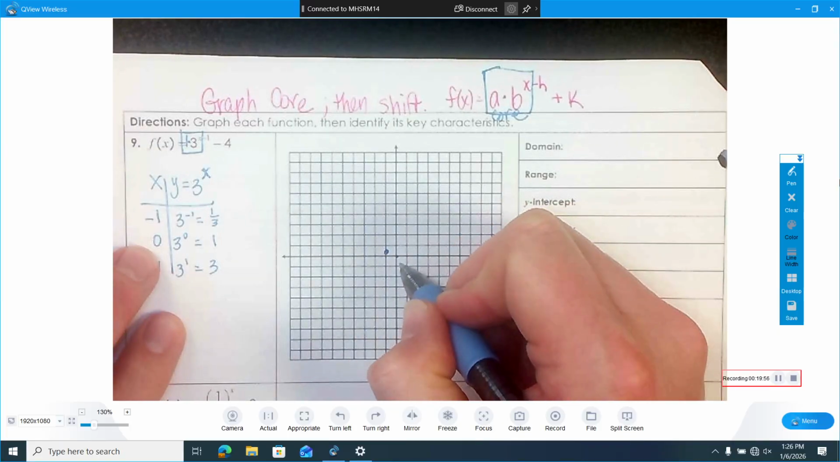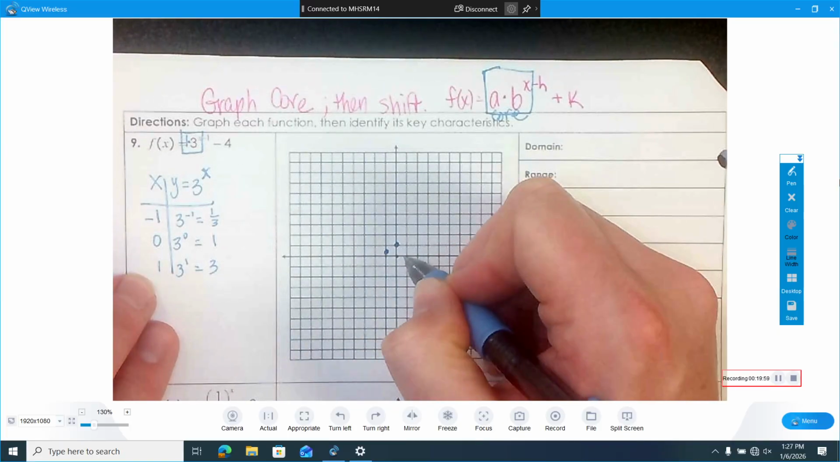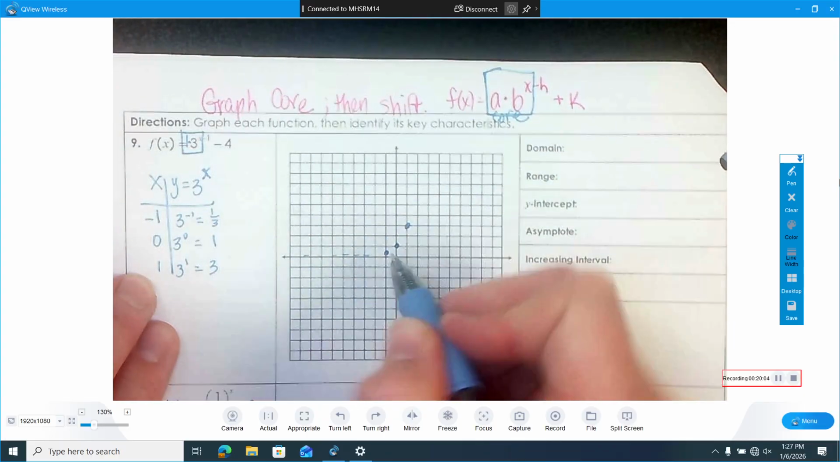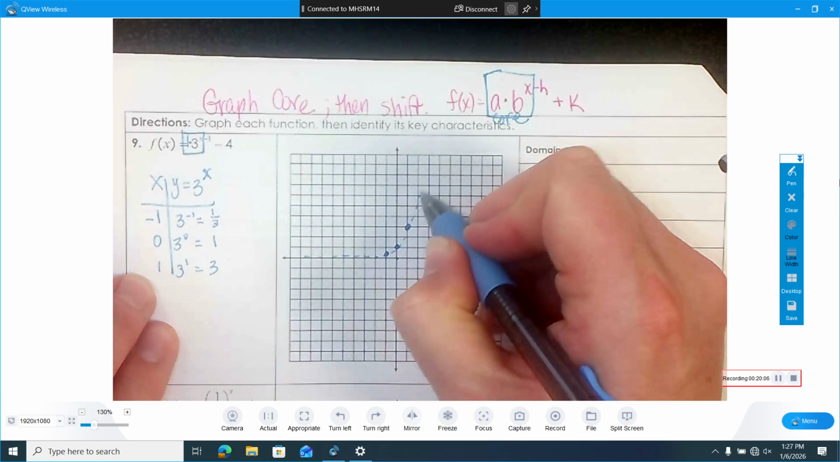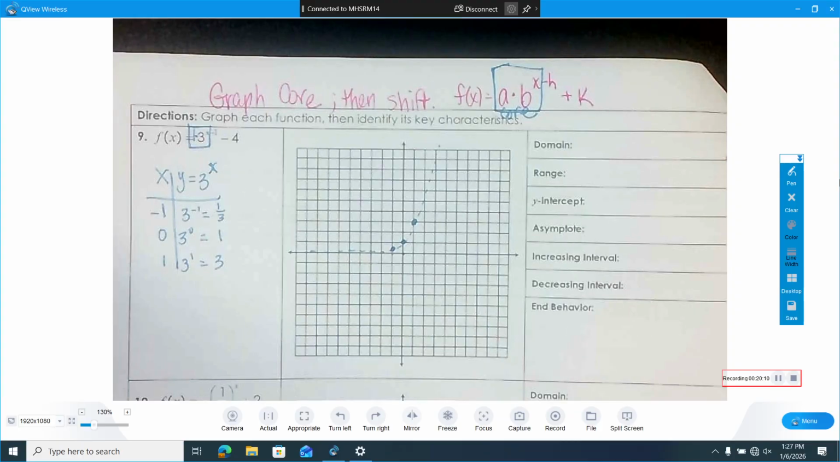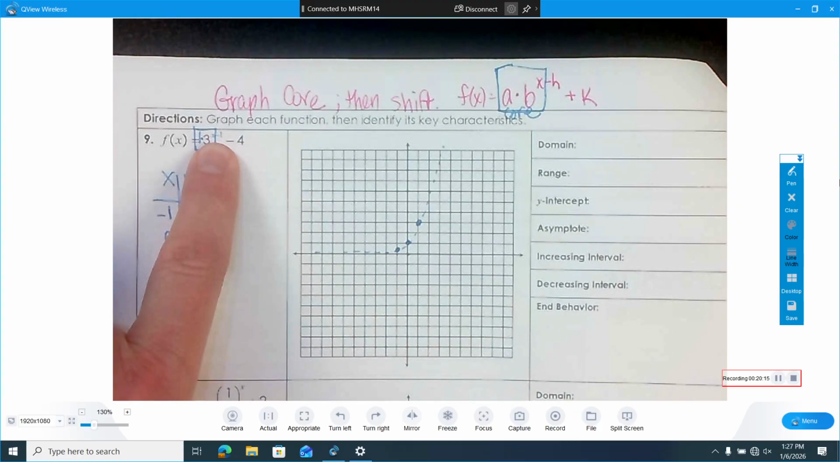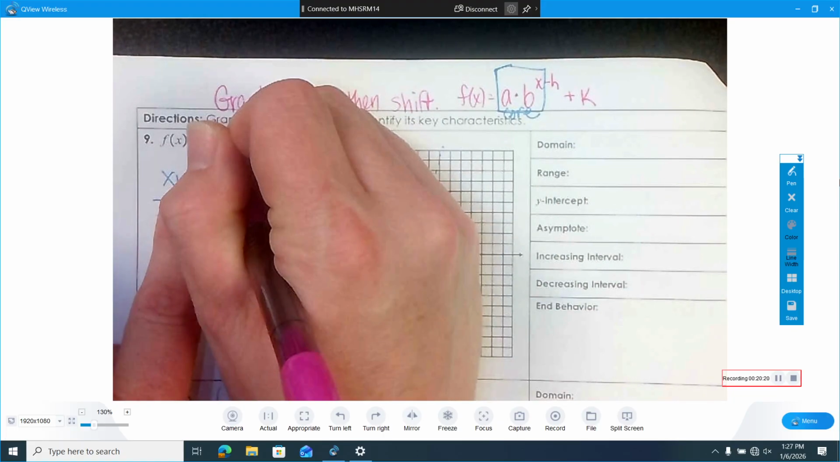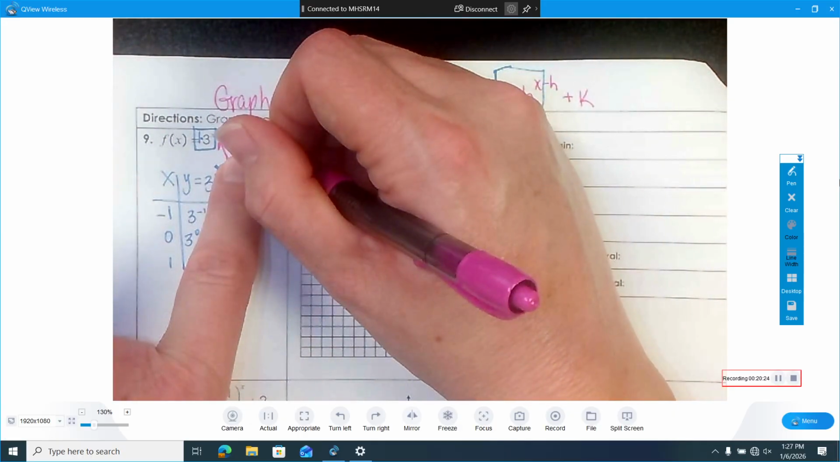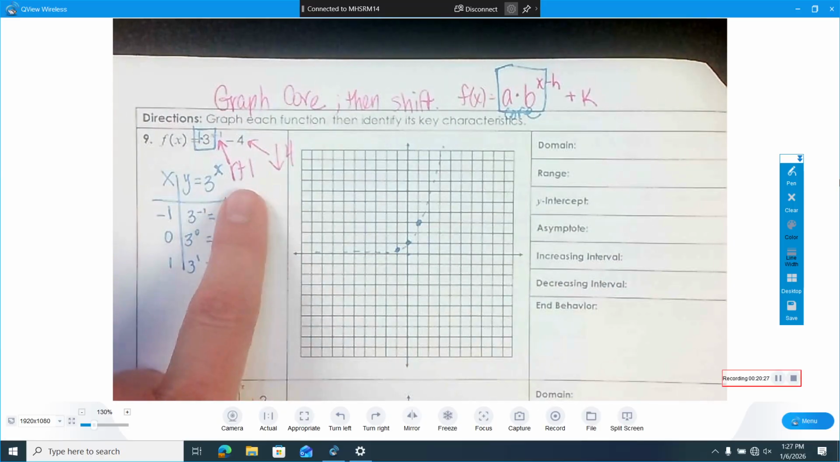So -1, 1/3, 0 up 1, and 1 up 2 up 3. All right. This is my core function, and I'm just going to make it a dotted graph. And then I'm going to use my second color, and this is going to get shifted. What does the x minus 1 do to this graph? Yeah. So I'm just going to draw an arrow and go right 1, and what does the minus 4 do? Down 4. And so I'm just going to write it just like that, right 1, down 4.